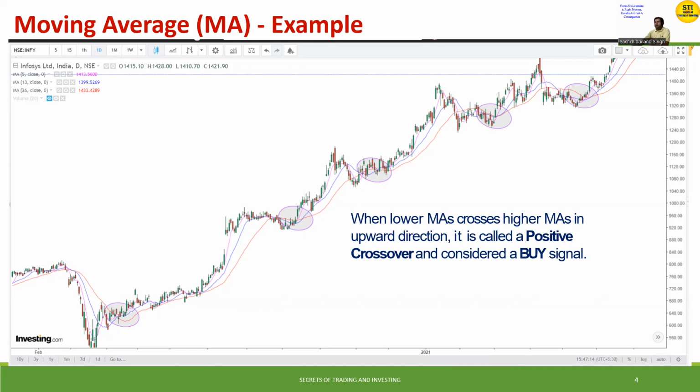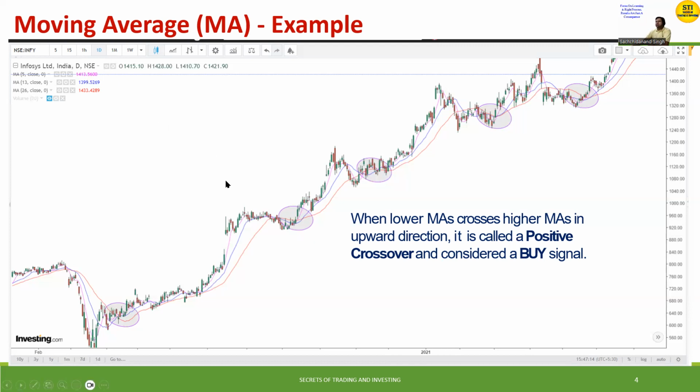A positive crossover means the moving average line of the lower time frame is crossing the moving average of the higher time frame. Crossing over means crossing in the positive direction, upward. That is considered a positive crossover, and it gives conviction for the buy signal, which means going long or purchasing the stock.